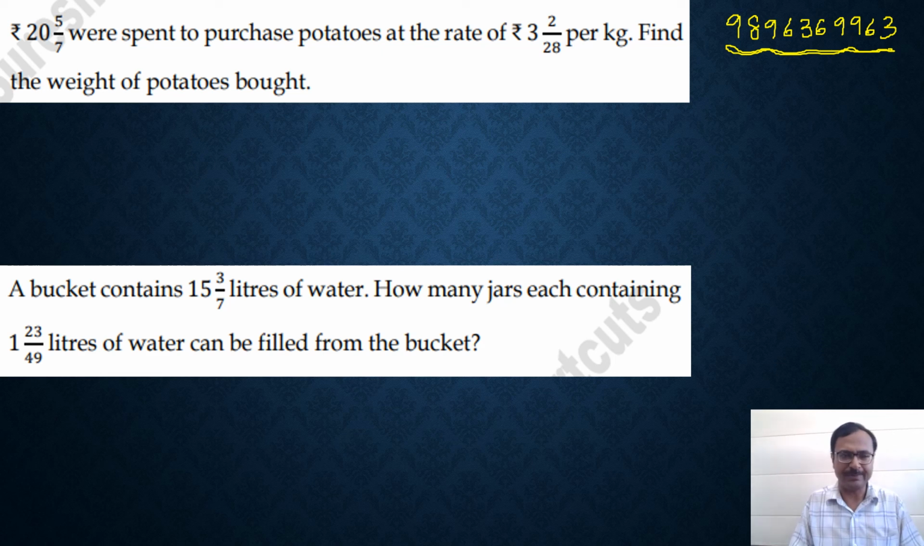Let's see one more question. Rupees 25 5/7, this is a mixed number, were spent to purchase potatoes at the rate of 32 2/28 per kg. Find the total weight of potatoes bought. Obviously, if we are spending 100 rupees on something, and one item costs 5 rupees, and somebody asks you how many items you bought, you'll be dividing 100 by 5, right? And you will tell 20. That's what we need to do here.